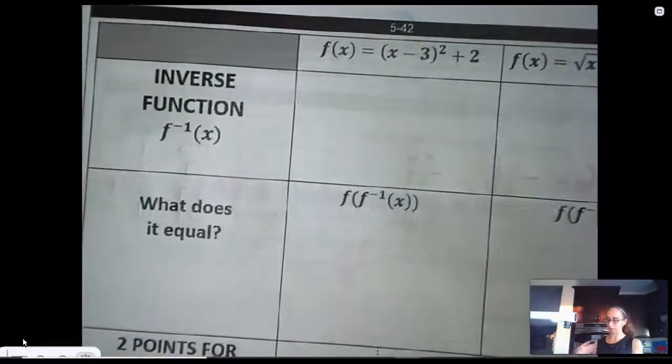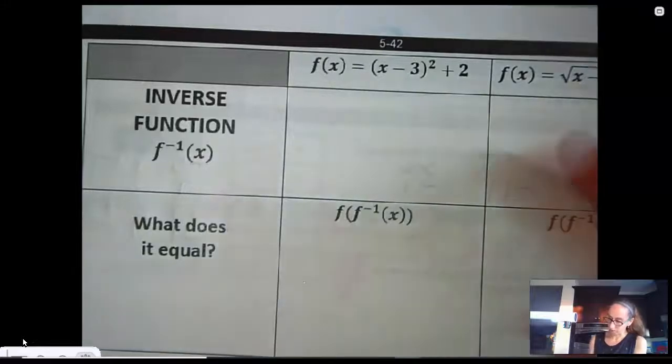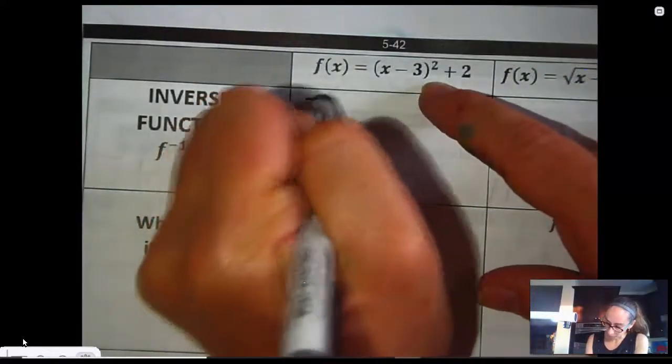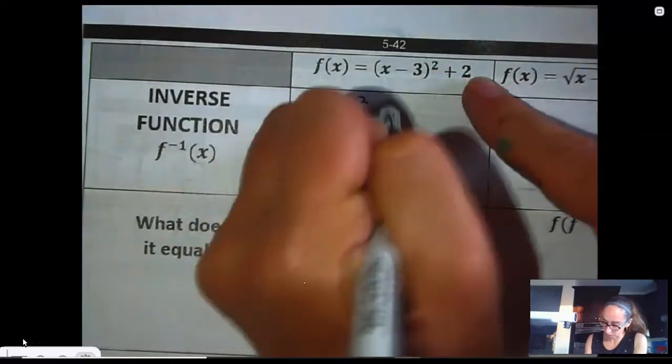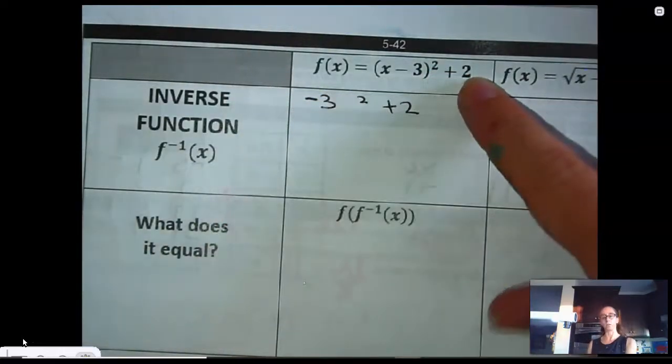All right, let's do more practice, because this is a lot. I understand. Okay, what's the first thing you do? Subtract 3. What's the next thing you do? Square it. What's the next thing you do? Add 2. So now go backwards.